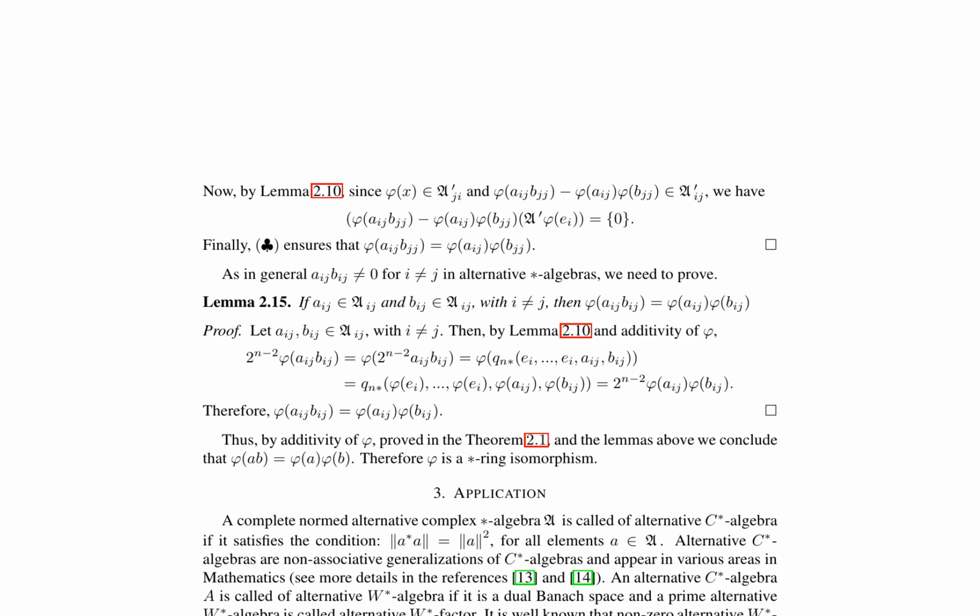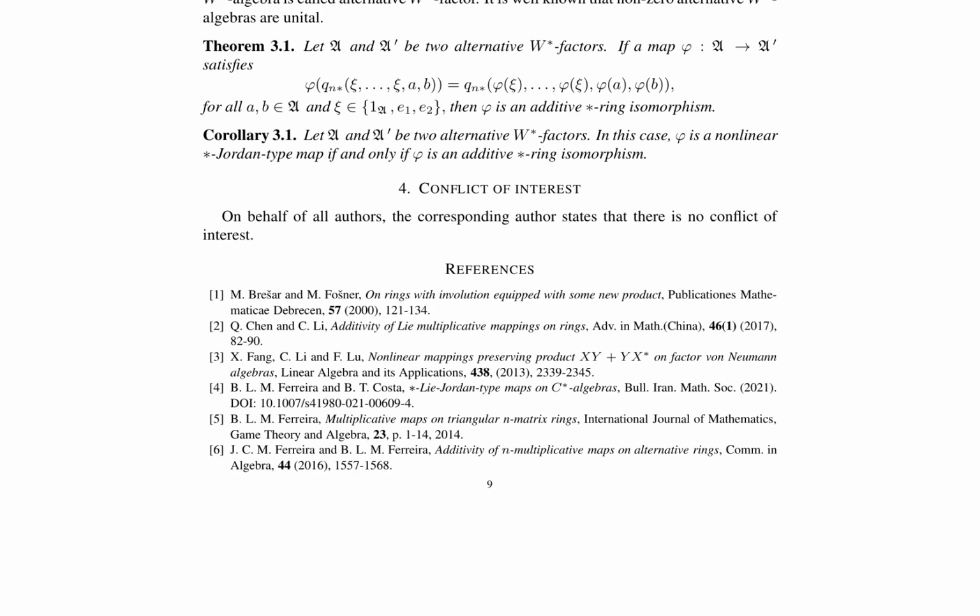The paper discusses the concept of a new product on a ring with involution, which is a non-associative and non-commutative generalization of the usual product in a ring. This new product, denoted A • B, equals AB + BA, and is used to define a non-associative and non-commutative ring with involution. The authors also introduce the notion of a Lie-Jordan type map, a map that preserves the new product and satisfies certain conditions related to the involution.